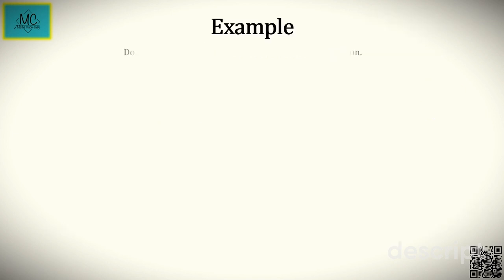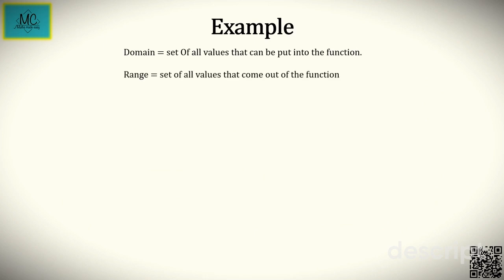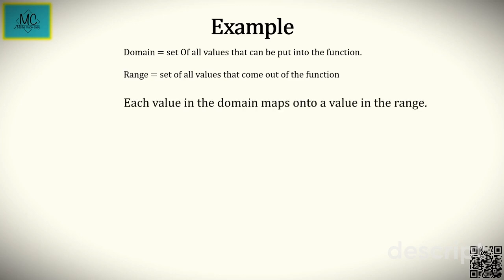So a function is a rule that assigns a unique output value to each input value. It represents a relationship between two sets of objects, where the objects in the first set are called the domain, and the corresponding objects in the second set are called the range.